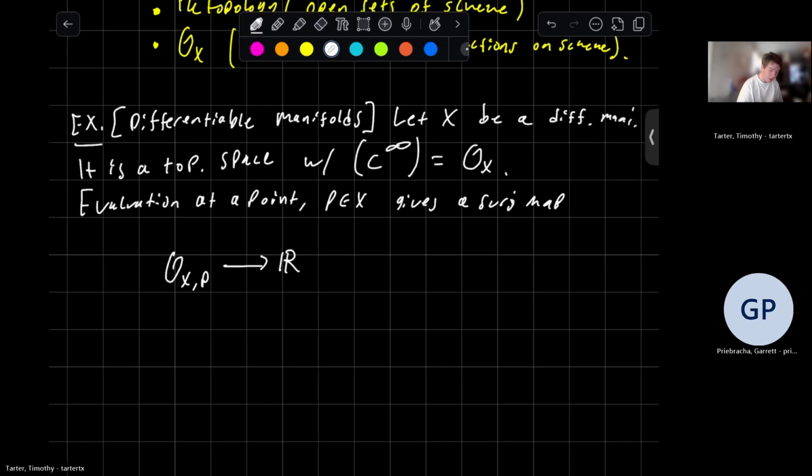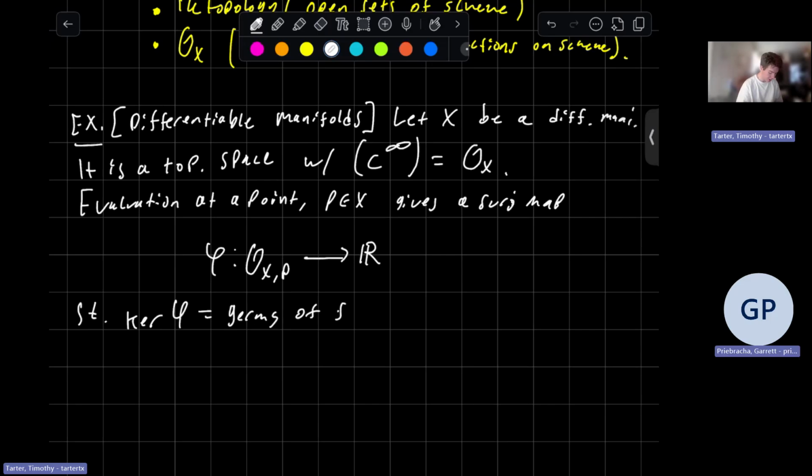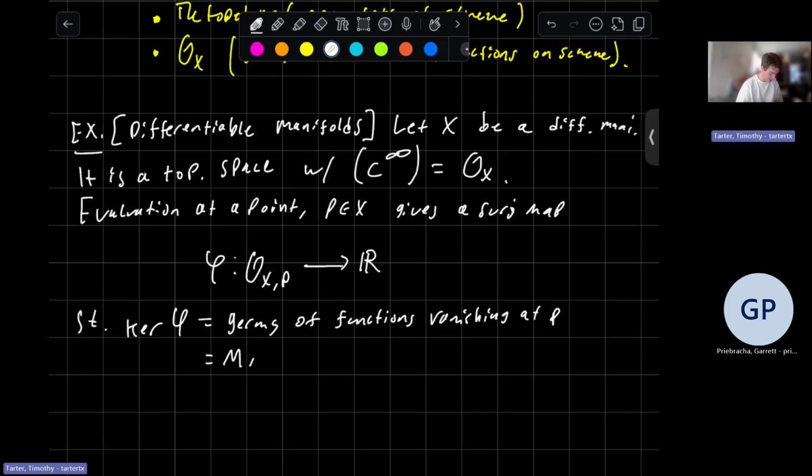And I'm going to give this a name, such that the kernel of phi is equal to the germs of functions vanishing at P, is a maximal ideal m_{X,P}. It is maximal.